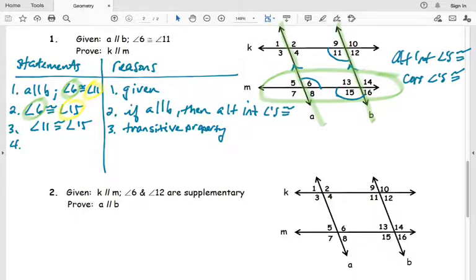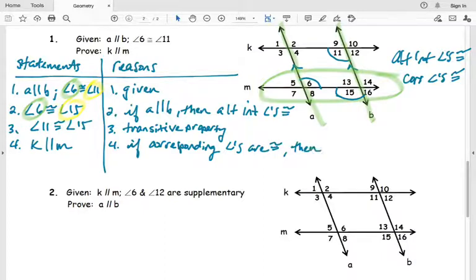Okay, step 4. Now that we know angles 11 and 15 are congruent to each other, now I can say that K is parallel to M, and I'm using the converse of the alternate interior angles, or I'm sorry, the corresponding angle theorem there. So if corresponding angles are congruent, then the lines are parallel. And you can just say converse of the corresponding angles theorem, if you'd rather. I just wanted to write it out for you.